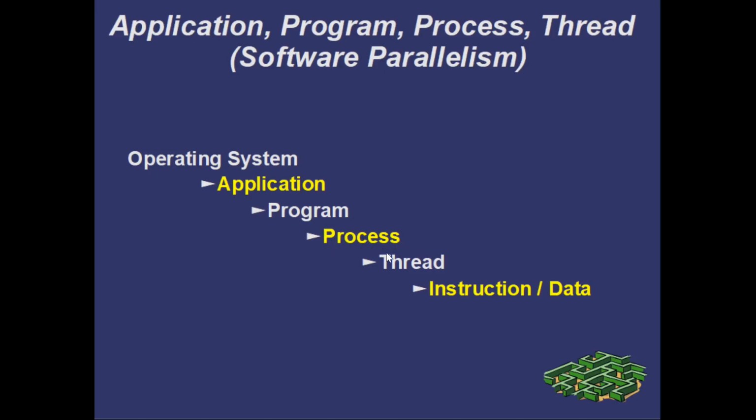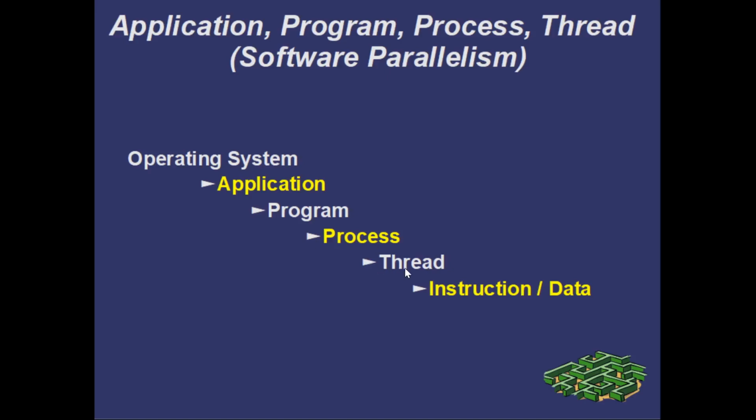And what does the process do? It creates a master thread. And what does the master thread do? It will have a set of instructions and some amount of data associated with it, which is going to be executed in a sequential manner. So one process can have multiple threads.